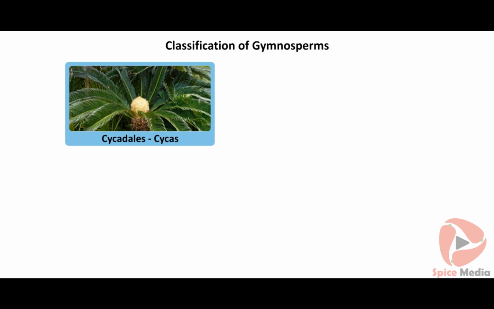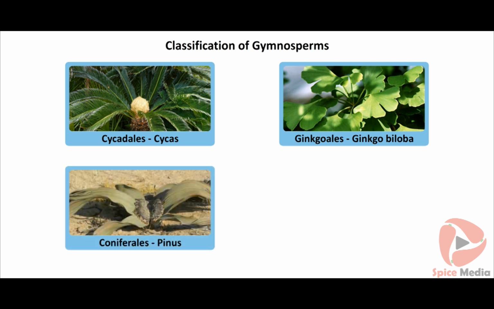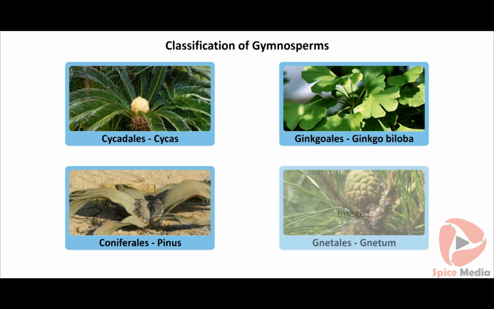Gymnosperms have been classified into 4 different classes, namely Cycadales, which are primitive, and Cycas is the best example; Ginkgoales with a single living species, Ginkgo biloba; Coniferales with cone-shaped Pinus trees; and Gnetales with the advanced Gnetum plant.